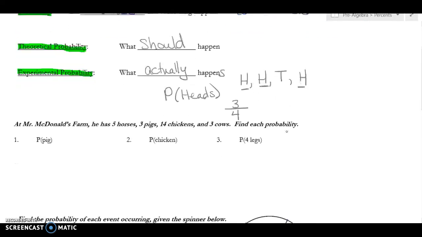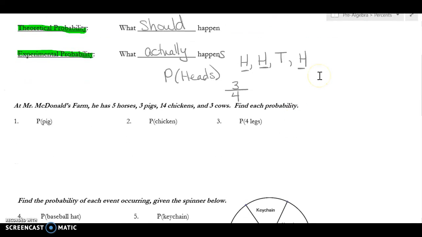All right, so let's look at our first example. Mr. McDonald had a farm. He has 5 horses, 3 pigs, 14 chickens, and 3 cows. Find each probability. The first thing I need to do is know how many total animals he has. So I'm going to add up my 5 plus 3 gives me 8, plus 14 is 22, plus 3 is 25. So he has 25 total animals.